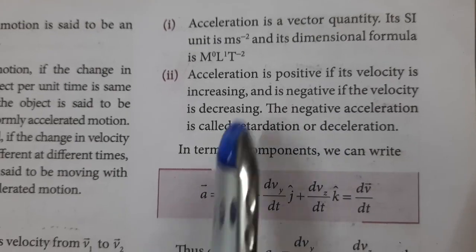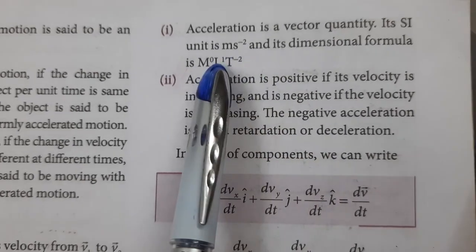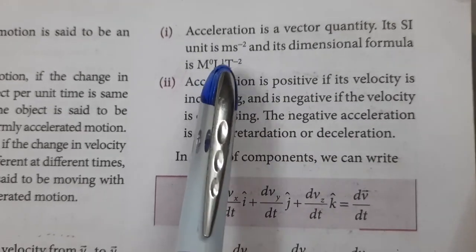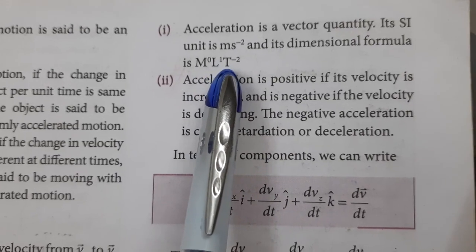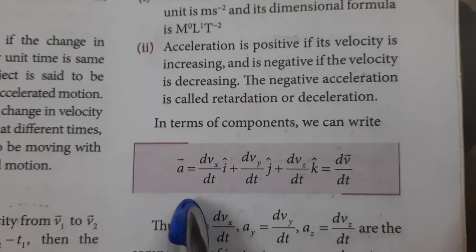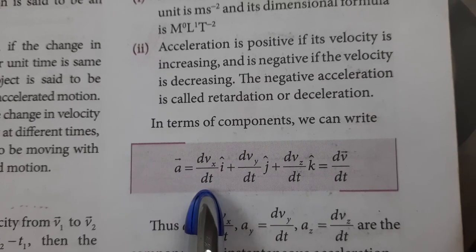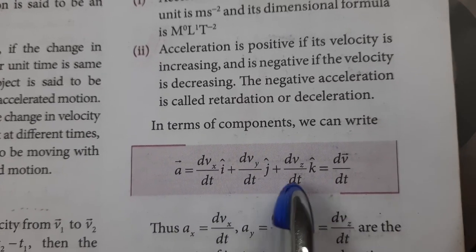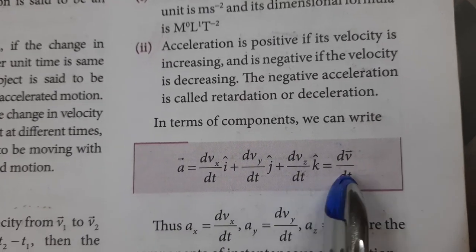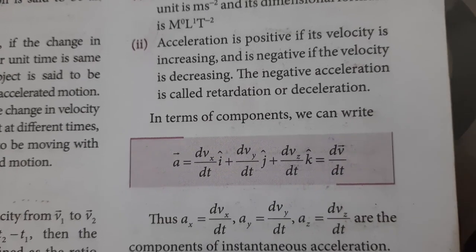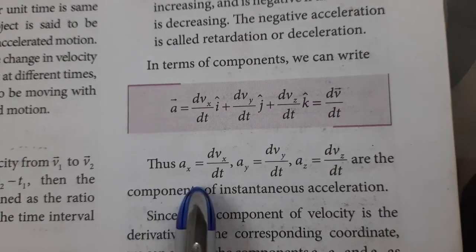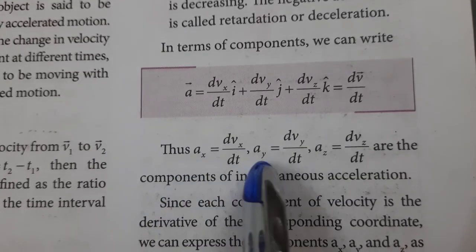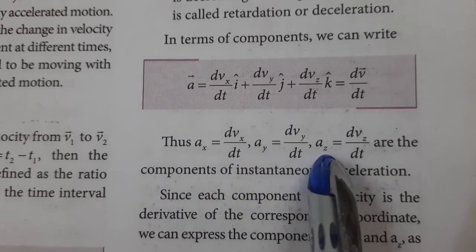Its unit is meter per second squared, m s^-2, and its dimensional formula is M^0 L^1 T^-2. In terms of components, we can write a vector equals dvx by dt i cap plus dvy by dt j cap plus dvz by dt k cap. So these are the components of instantaneous acceleration: ax, ay, az.